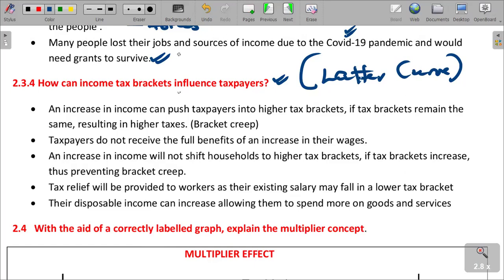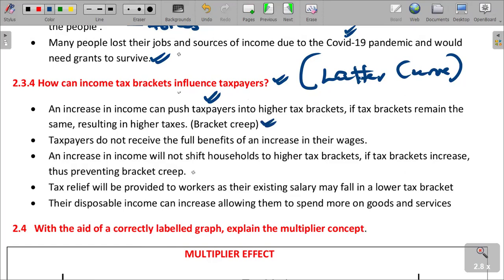It actually explains the relationship in terms of an increase in tax bracket versus the amount of money that the government would take, which at the end of the day sometimes would result in taxpayers' resentment and also tax evasion, reducing the total income the government is making. So an increase in income can push taxpayers into higher tax brackets. That is true. We say pay as you earn. If tax brackets remain the same, this results in higher taxes, and then we talk about bracket creep.